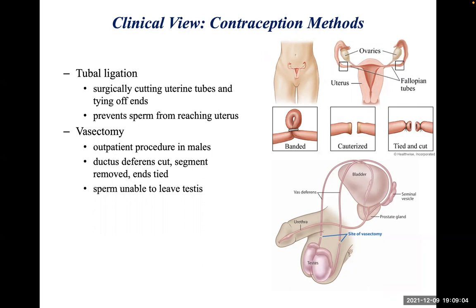And then for females, it involves disruption or making it so the secondary oocyte can't leave the fallopian tubes and get into the uterus. And that can occur by either tying or banding or kind of cutting and cauterizing, which is to burn the two ends of the tube. And this is the most effective way of preventing pregnancy.